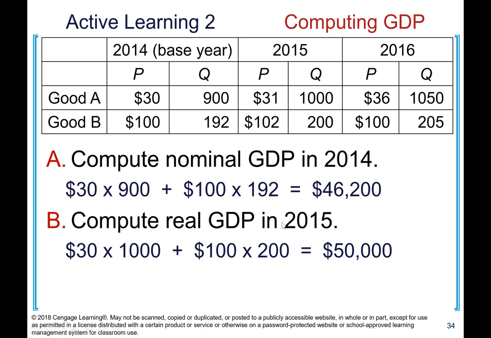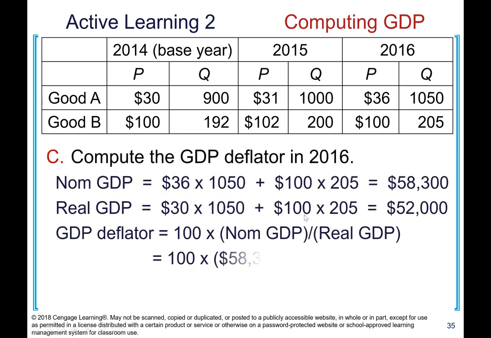Compute real GDP for 2015. Now remember the base year is 2014. So we are going to value 2015 production using 2014 prices. So we have 1,000 times 30 plus 200 times 100. That would be real GDP for 2015.